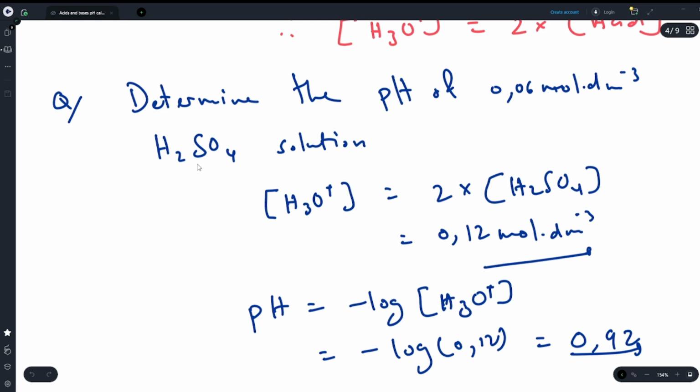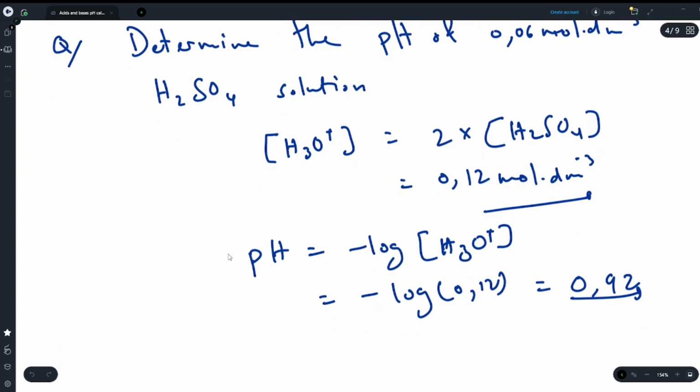As you can see, the question says determine the pH of 0.06 mole per decimeter cubed solution of H2SO4. We know that H2SO4 is diprotic. So the concentration of H3O plus is 2 times the concentration of H2SO4. So if the concentration of H2SO4 is 0.06, then the concentration of H3O plus would be 0.12 mole per decimeter cubed. And once we have that, we can now perform the pH calculation as per usual. pH is equal to minus log of the concentration of H3O plus, which is equal to minus log of 0.12.